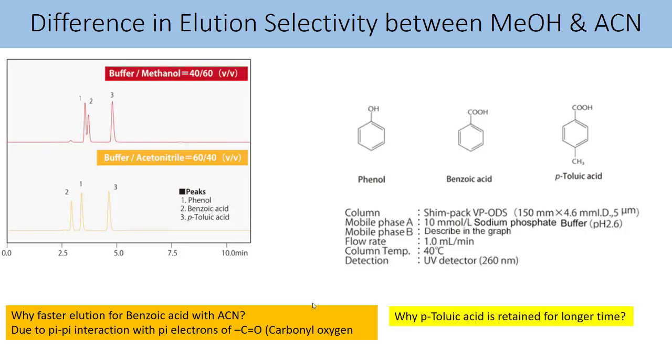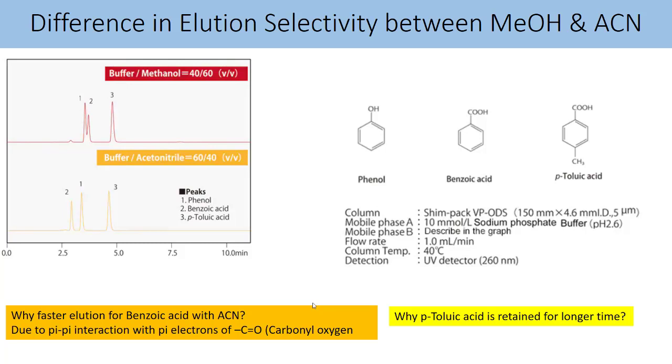Now, why is para-toluic acid retained for a longer time? As we discussed in the last slide, the presence of an alkyl chain brings hydrophobicity into the molecule. And if hydrophobicity is available, then interaction with the C18 stationary phase can happen because of the hydrophobic interaction. Now in phenol and benzoic acid, there is no alkyl chain.